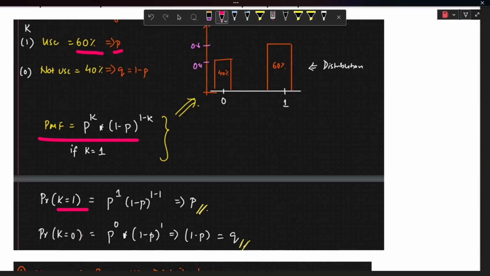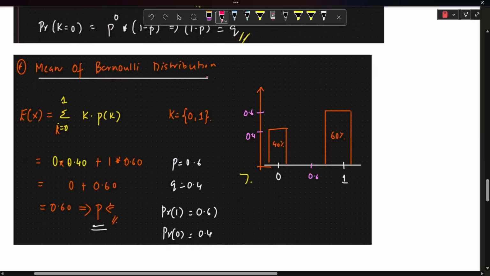The probability of k equal to 0 is nothing but q. When you substitute 0 in this formula, you'll automatically get 1 minus p, that is q. What is the mean of the Bernoulli distribution? These statistical measures you have to know for every distribution. Let's see what it is.